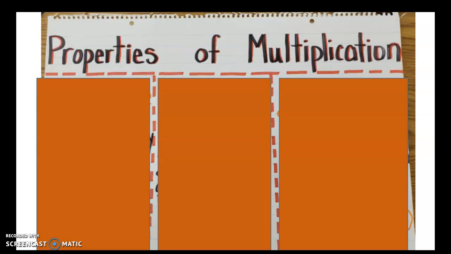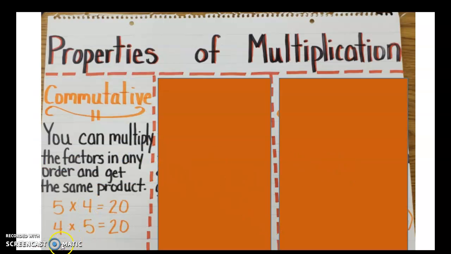All right, so our first property, and you're going to make 3 little columns, like I underlined and then I drew lines down and made 3 little columns. So you need 3 columns across your page. And the first property is the commutative property of multiplication.